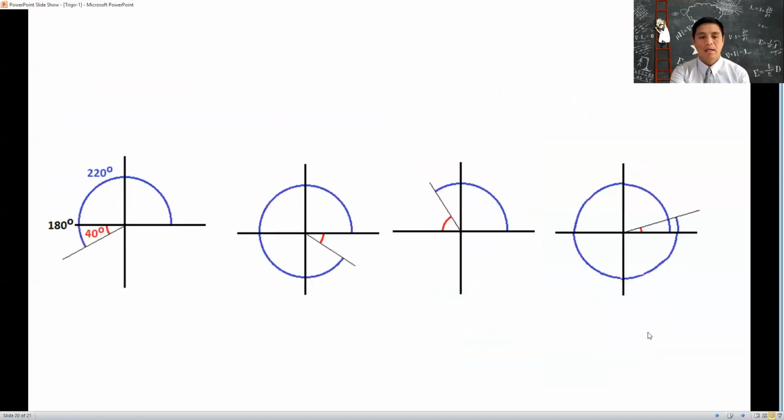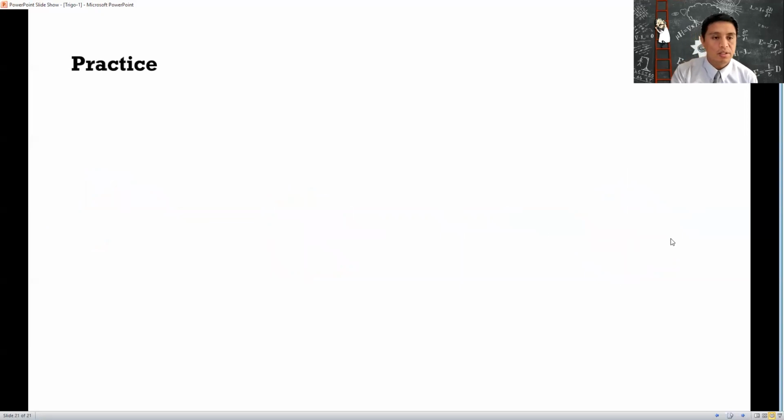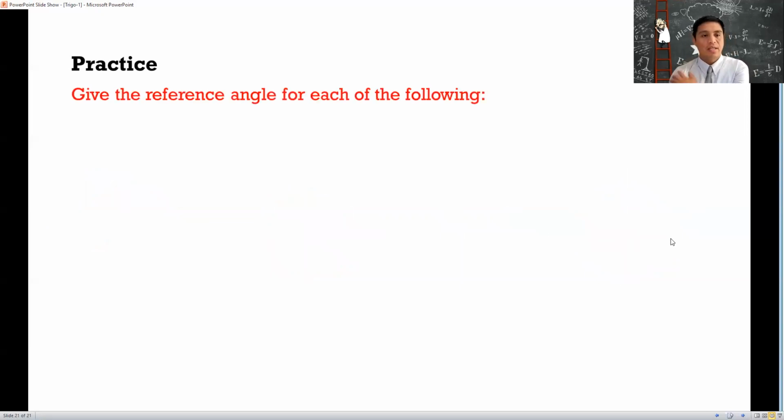So these are some other illustrations of reference angles. The angle 220 degrees has a reference angle of 40 degrees because 220 minus 180 is 40. This is also the given angle, the blue one, and the reference is only the red, also here and here. Now let's go to the practice to test your understanding of reference angles. Give the reference angle for each of the following.